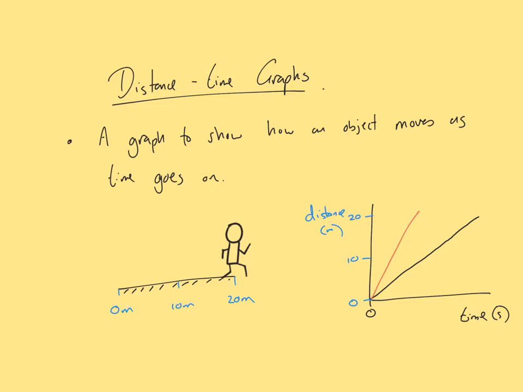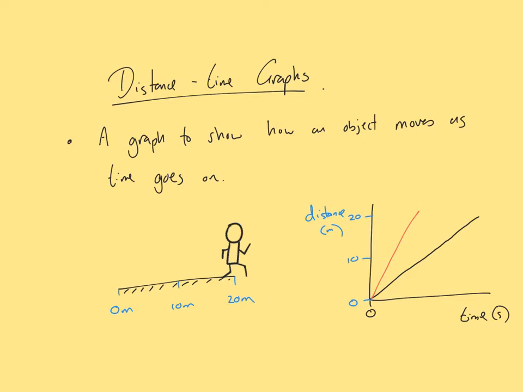As you can see from this graph, the red line, they were moving much quicker, so they got to the 20 meters in a much shorter amount of time. So the straight line shows that they're travelling at a nice steady speed, and the steepness or the gradient of that line shows you whether it's faster or slower. The steeper the line, the faster the speed. The shallower the line, the slower the speed. And we can go further.